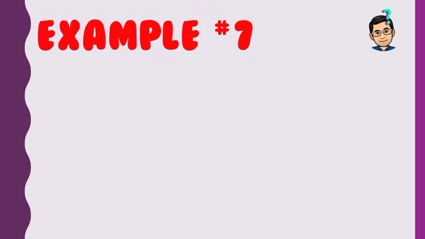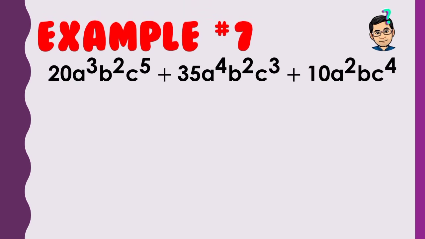So, let's have this last example. 20a cubed b squared c to the fifth power plus 35a to the 4th power b squared c cubed plus 10a squared bc to the 4th power. So, what is the GCF of 20, 35, and 10? So, the answer is 5.